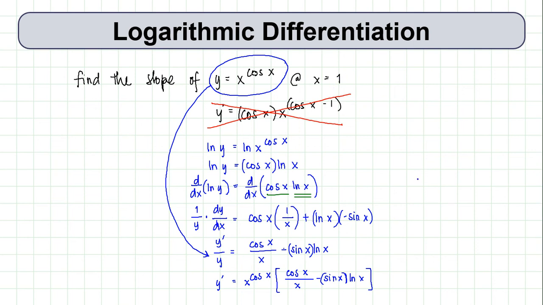Ngayon, substitute na lang natin yung value ng 1 kasi yung pinapahanap sa atin, find the slope. At x is equal to 1, ano yung ating value ng y prime? This will now become 1 times cosine ng 1, times cosine ng 1 ulit, over 1 ulit, minus sine ng 1 times ln of 1. And of course, di ba, yung ln ng 1 ay 0 na yan. Tatandaan nyo yan.